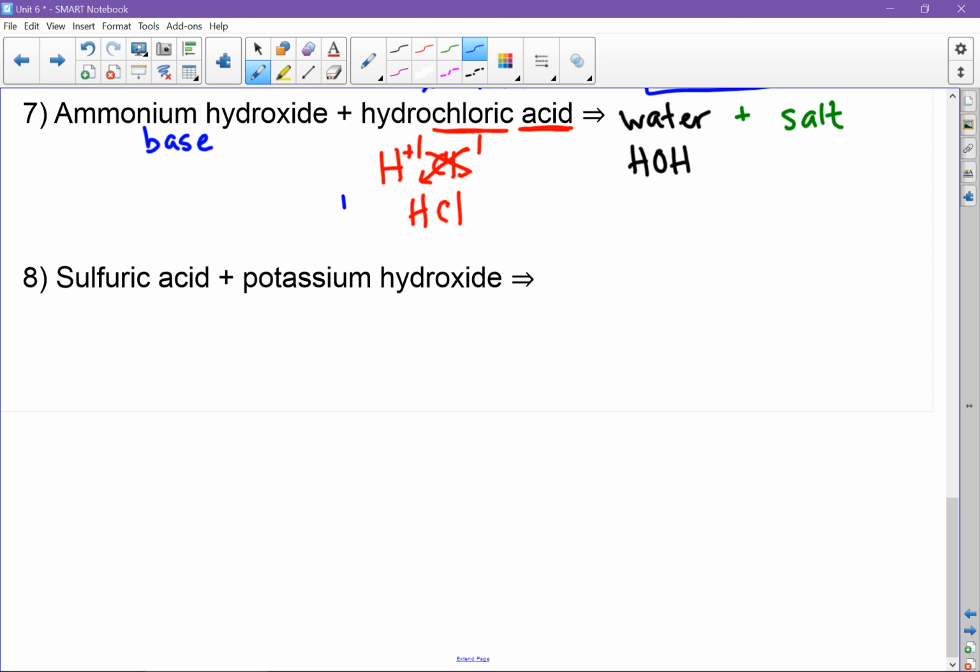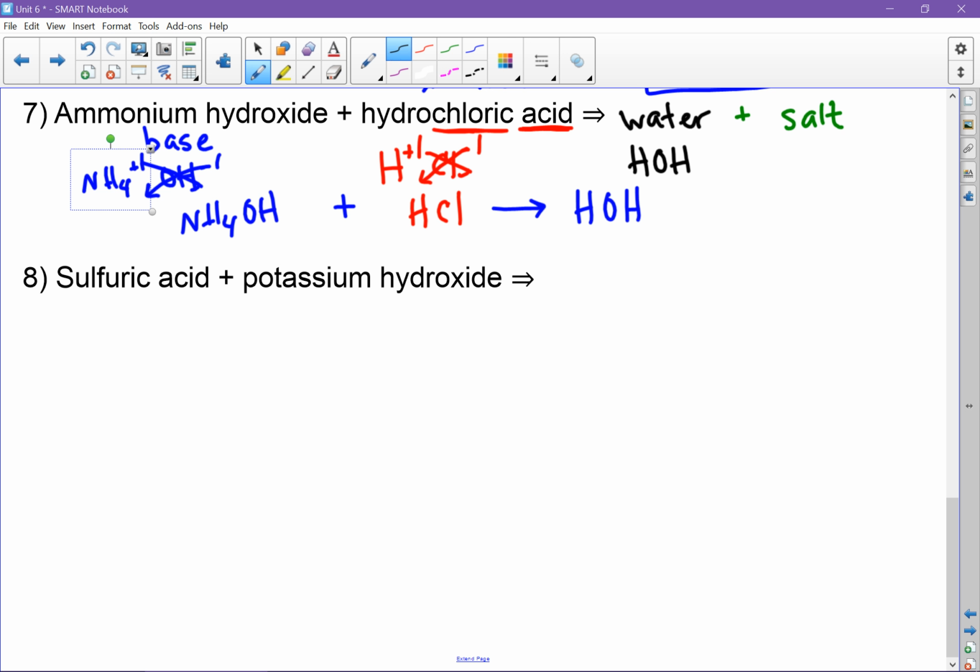Okay. We'll do the same thing for our base. Ammonium is NH4 +1. That's no hugs for Juan. Hydroxide is OH -1. Crisscross, the formula for that is NH4OH. So then we know that we're going to make water, which is HOH or H2O.